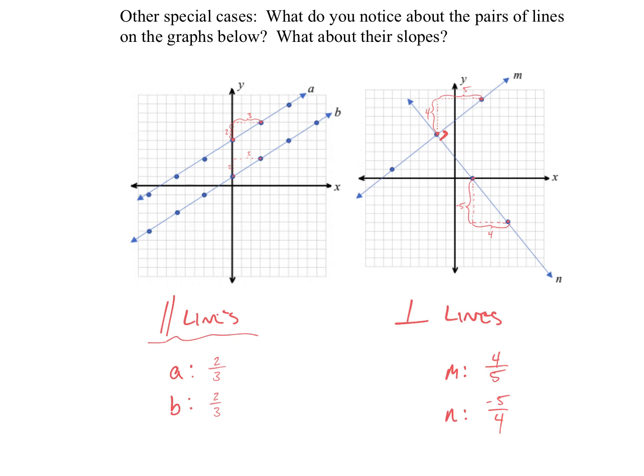However, with perpendicular lines, there is also a pattern. It's a little bit trickier to notice, but in any situation where you have perpendicular lines, the slopes of those two lines are the result of flipping the fraction. So I'm going to flip this over on its head and then make it negative. And so the way that we say that in mathematical terms here is we call it the negative reciprocal.